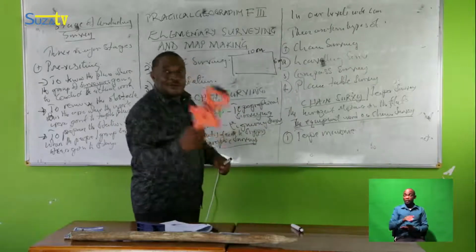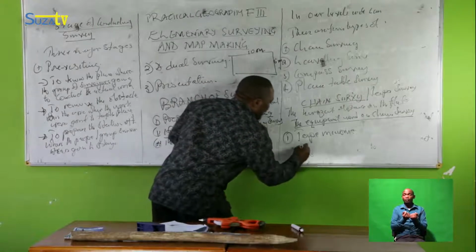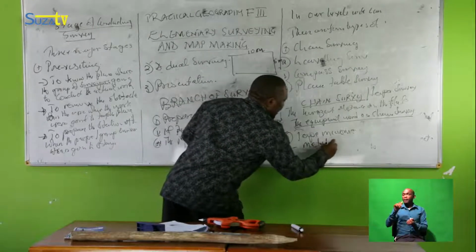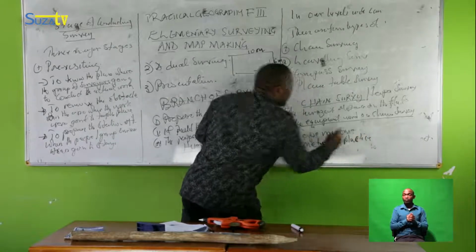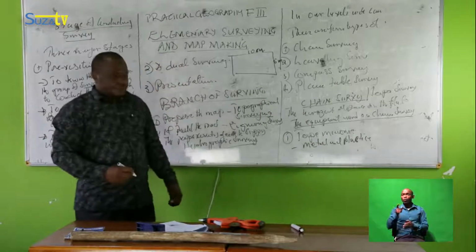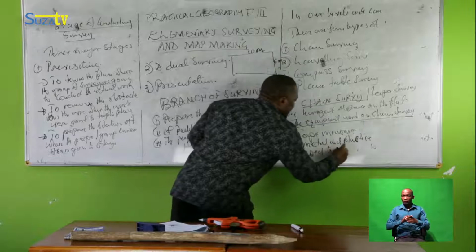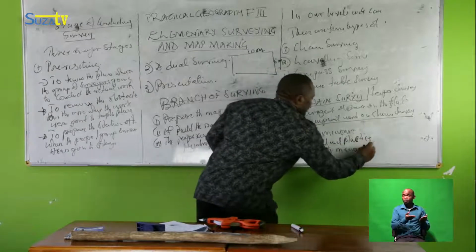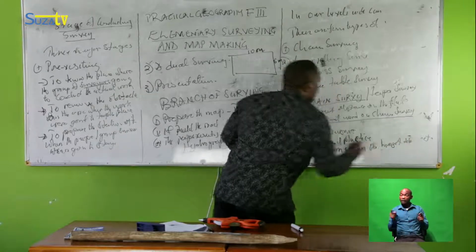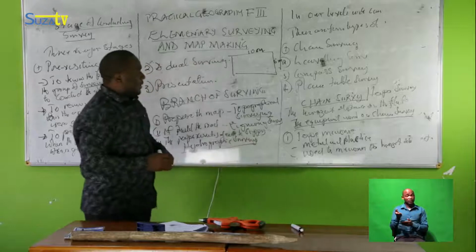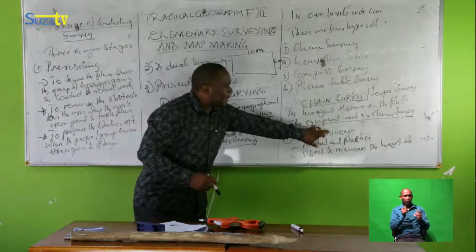It's made up of metal and plastic. What are the uses? This is used to measure the horizontal distance. That is the uses. We can say the very important thing is to know the instrument first.